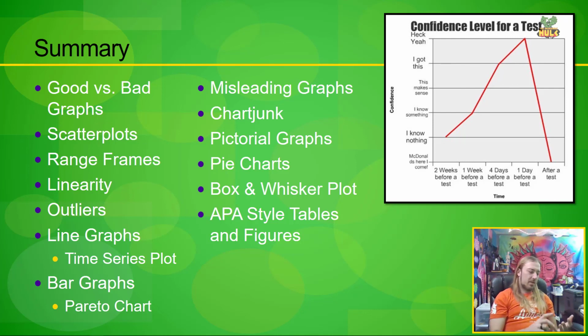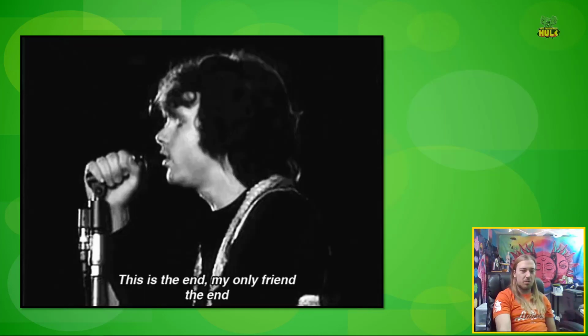So, sum it up. You got good graphs, you got bad graphs. Sometimes those bad graphs are because people are misleading or lying to you. What types of graphs did we discuss? Scatter plots, limited ones like range frames. We discussed how you can see linearity or the lack thereof using those types of graphs. You can see outliers, line graphs if you connect those dots in the scatter plot, time series plots, bar graphs or Pareto charts. And then finally some advice on avoiding pictorial graphs, pie charts, chart junk. And then lastly, a wrap up with the box and whisker plot and some APA style advice. So that's it. That's all visual displays of data.